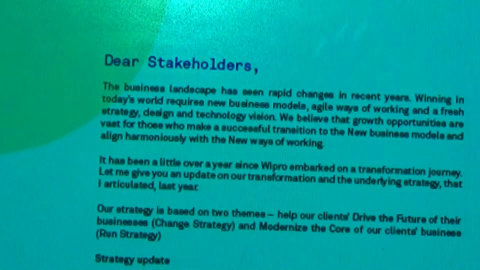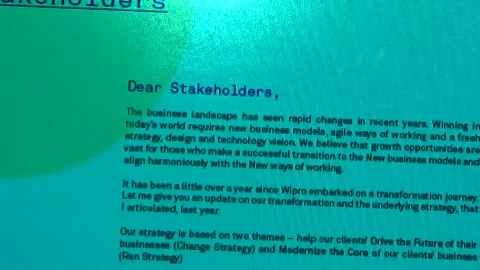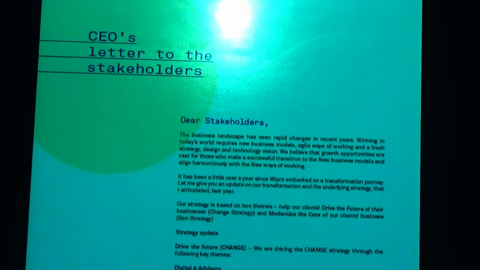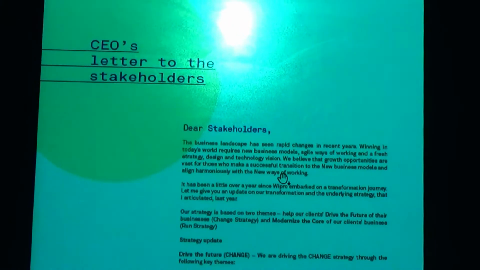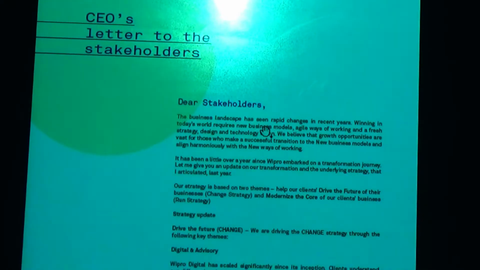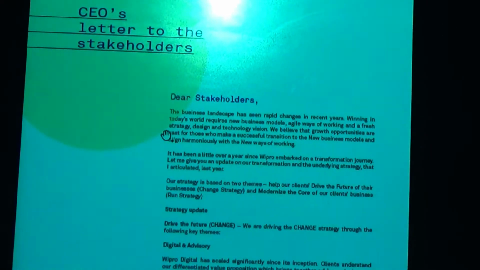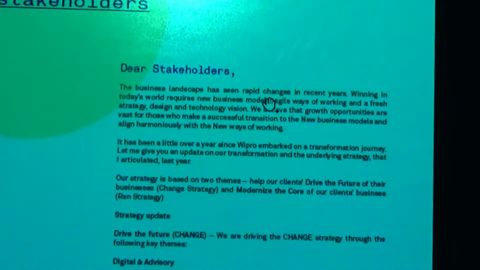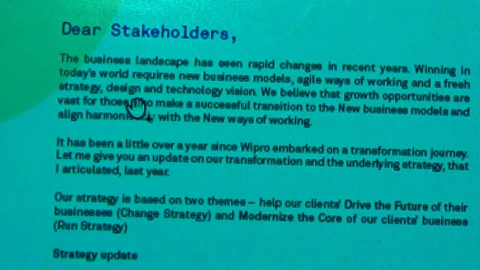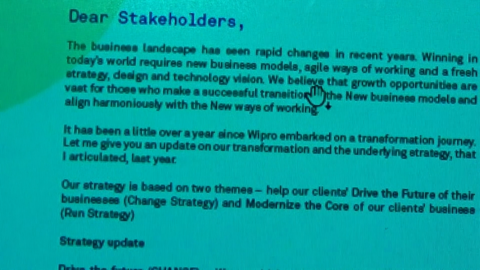Also the CEO letter is very important. Not many companies have one, but some companies do, and they present important points. The business landscape has seen rapid change in recent years. Winning in today's world requires new business models, agile ways of working, and fresh strategy, design, and technology vision. That's what the CEO is telling.